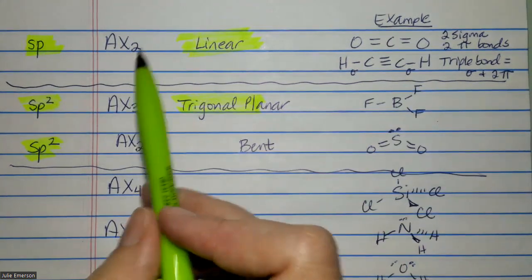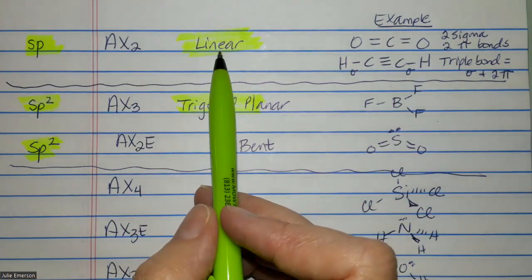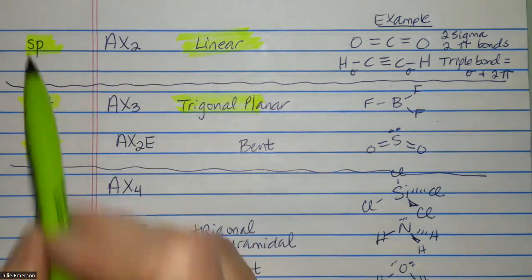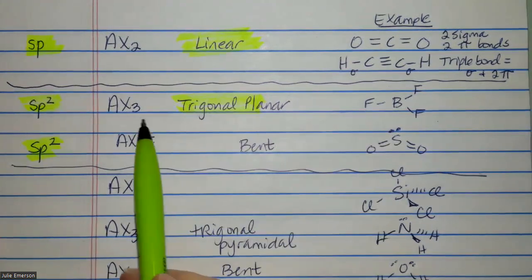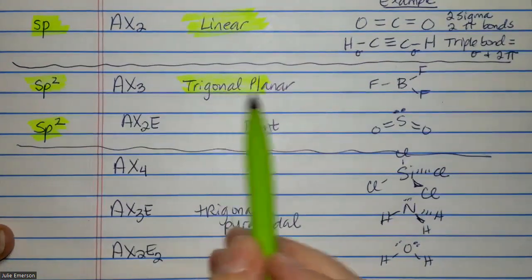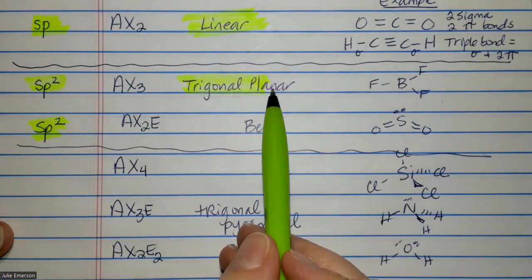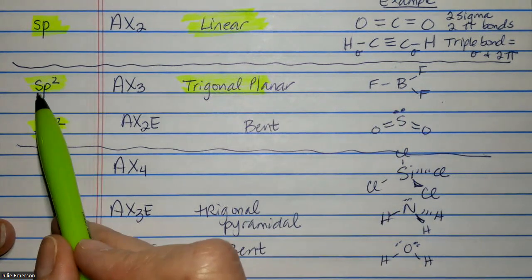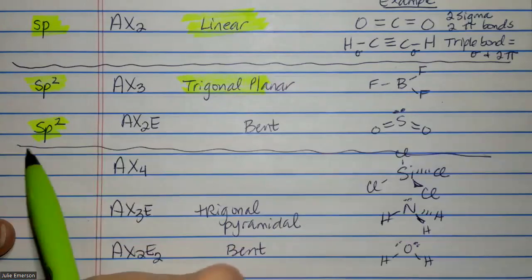Now, AX2 is what you need to remember. It means it's linear. And because there's only two bonding sites, you need to remember that's sp hybrid, right? If it's AX3, you need to remember that's trigonal planar. That's why I highlighted it. Example was boron trifluoride. That means I need 3 orbitals, right? So 1, 2, 3, sp2.